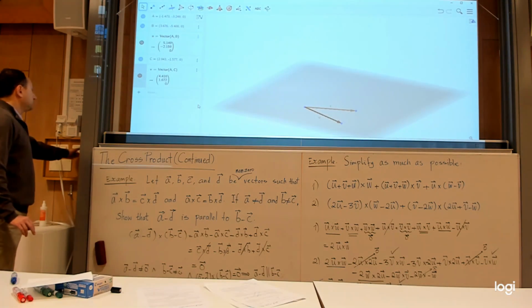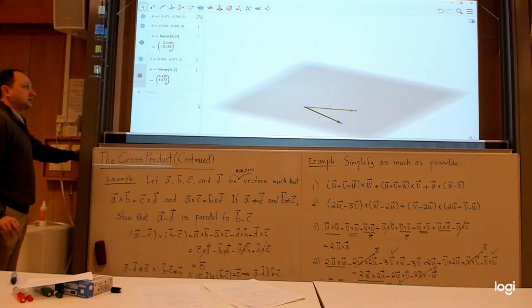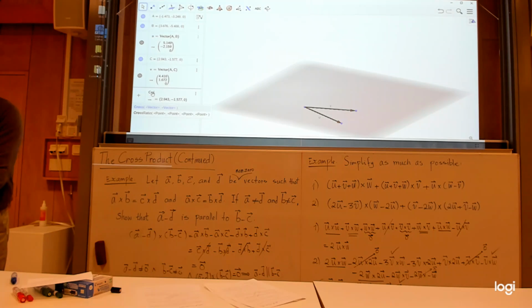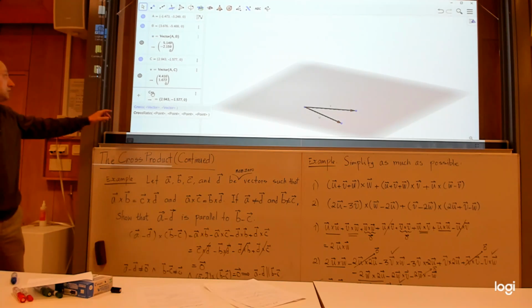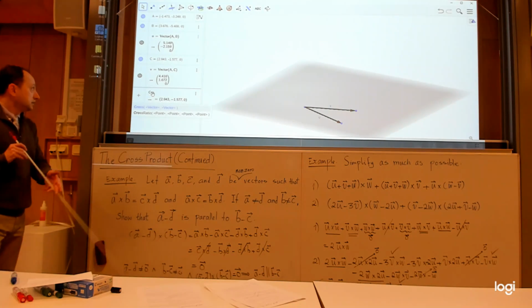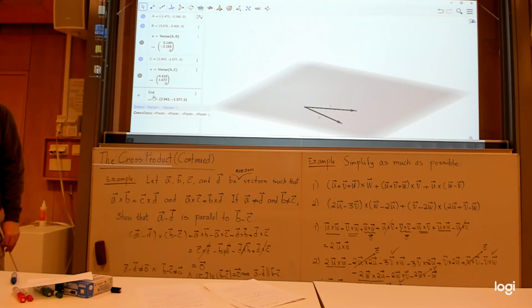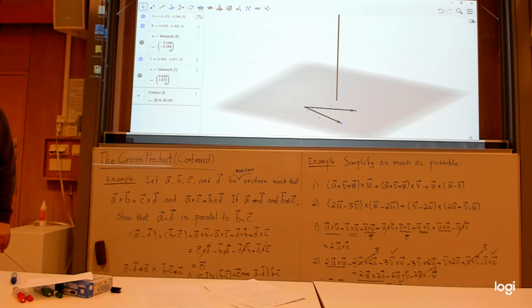Let me make it a little bit darker, maybe. I realize that you go here and then write cross. So you see there is an option called here, cross vector vector. Yes, so you choose that option. And then your vectors are U and V. So let me write U, and then we go here, V. So that is my cross product vector.